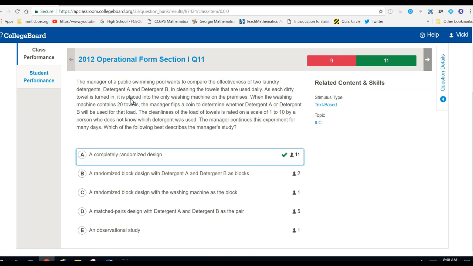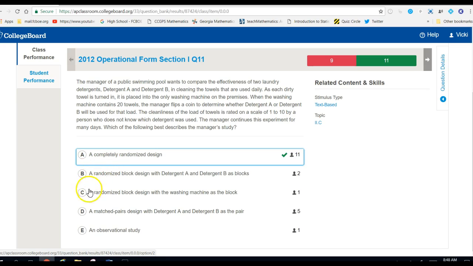The washing machine is being randomly assigned to either get detergent A or detergent B. That makes the washing machine the experimental unit, and then all the loads that have been put into that washing machine make up that experimental unit. But the washing machine itself is what is making up the experimental units. And then random assignment occurs by giving it either detergent A or detergent B, and that makes detergent A and detergent B the treatments. So that is what makes this problem complicated, but it makes it a completely randomized design.